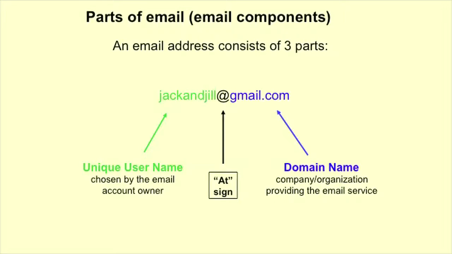Then after the username, you have the @ sign. Then finally, the domain name. The domain name tells you the company or organization that provides the email services. There are different companies that provide email services. So for example, what I have on the screen is Gmail, so this is provided by Gmail. I'm sure you understand what I'm saying.